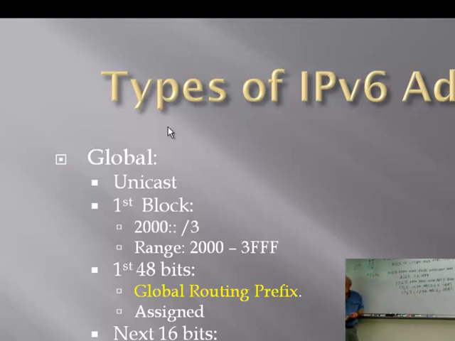Does that make sense, guys? Am I going too fast? Stupid question. Each one of those blocks is 16 bits, right? Right. Okay. Global routing prefix is 48 bits, or 3 blocks. Subnet ID is 1 block, or 16 bits.